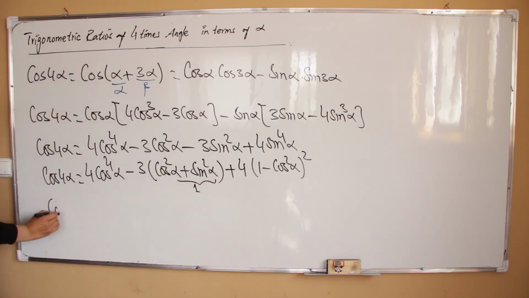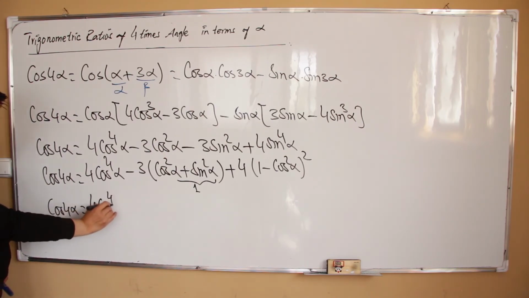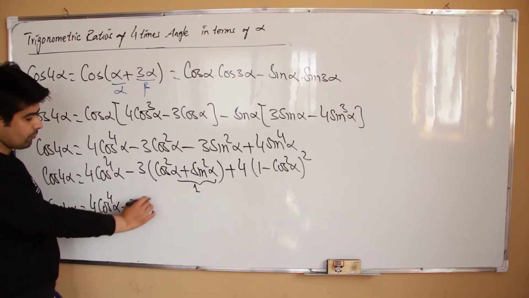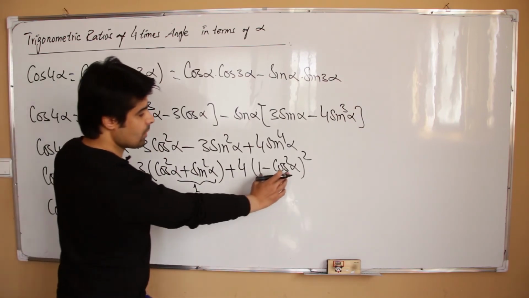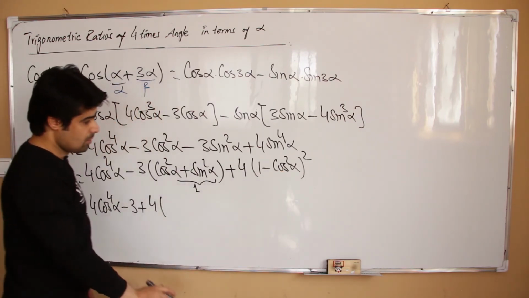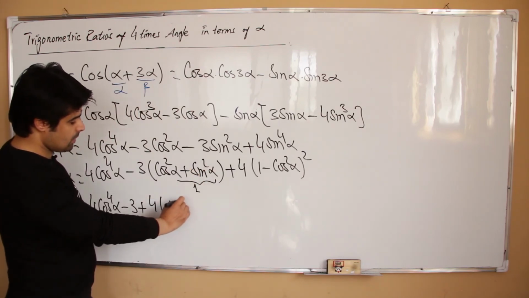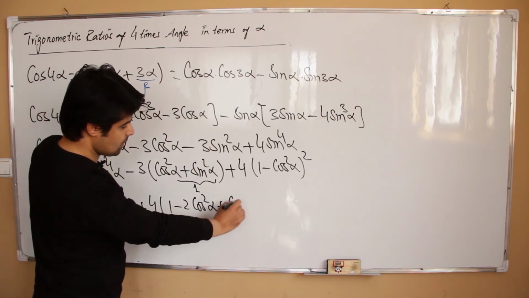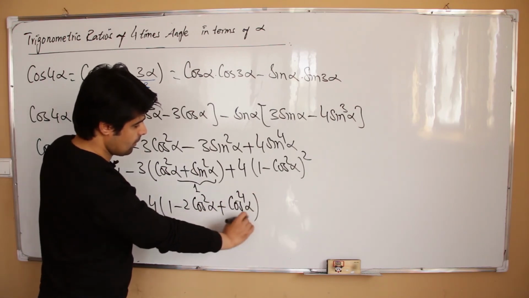Now cosine of 4 alpha equals 4 cosine to the power 4 of alpha, minus 3, plus 4. Now you can expand this binomial expansion: 1 squared minus 2 cosine square, am I right? Plus cosine to the power 4 of alpha.